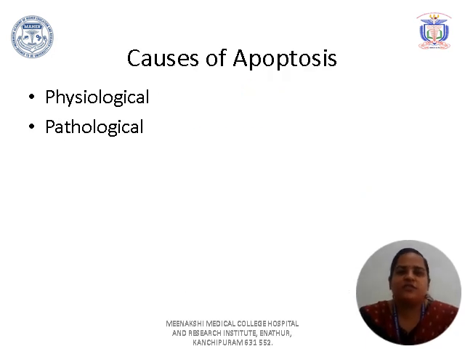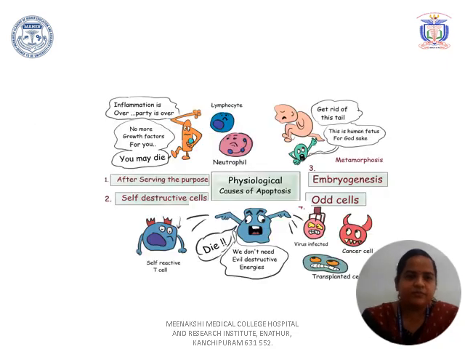The causes for this process could be physiological, which is very essential to remove the unwanted cells or the old cells from the body, and sometimes it can also be pathological. The physiological causes for apoptosis: the first reason is once the cells have completed their purpose. For example, the neutrophils or lymphocytes, the WBCs, once their function is over following an inflammation, they die off, which is a physiological process of apoptosis.